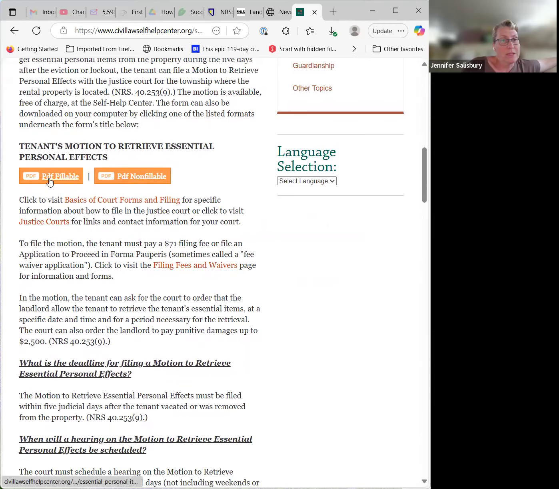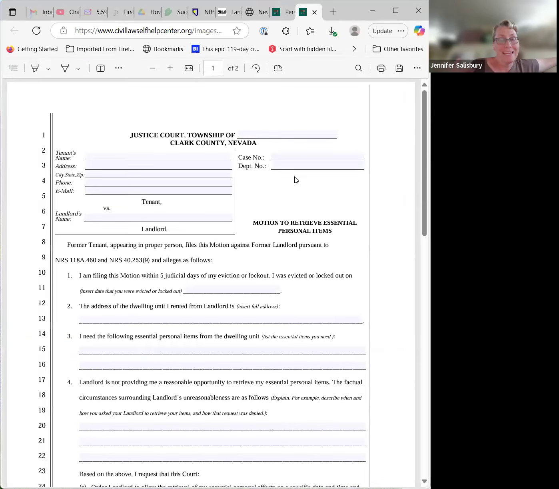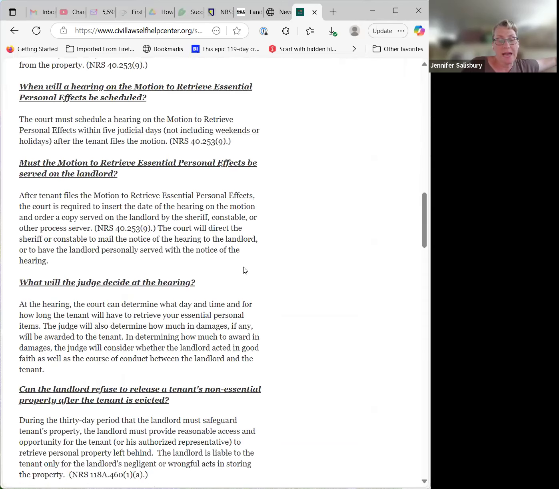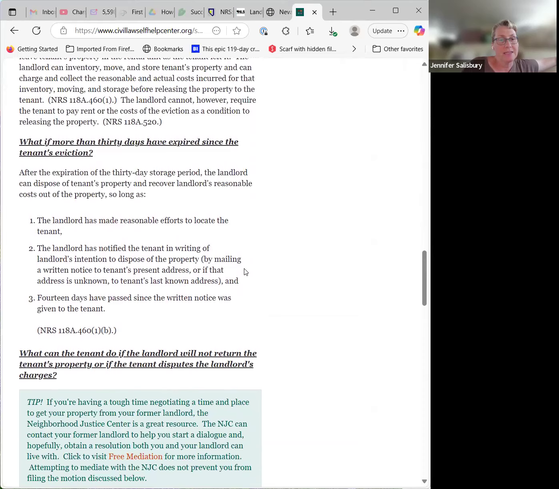So here's what's cool: they have these built-in forms. If you needed to do this, you just go in and type the form and then you can print it. Easy peasy. And then to file the motion, it's a $71 filing fee. It explains exactly how to do this. That is cool.